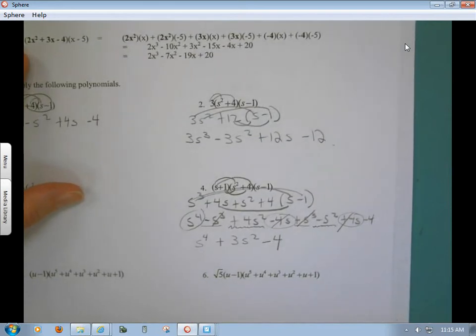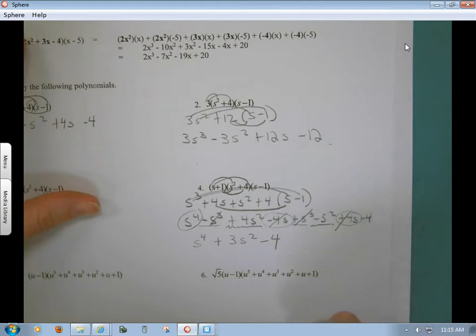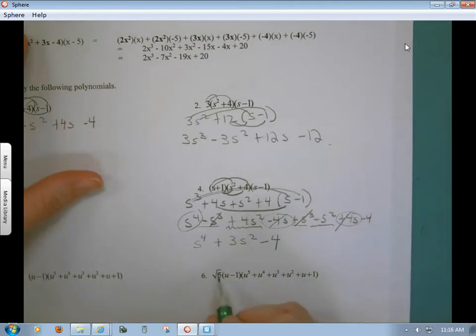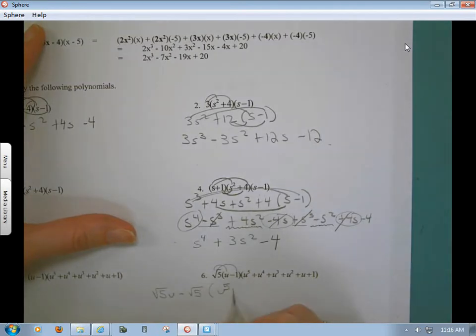And that's it. Now this one looks complicated, especially because they made it a square root. Just pretend it's a regular 5. Follow the same rules. So I start off just distributing the first one. So the square root of 5 times u, the square root of 5 times negative 1. Then I write out the rest. That's u to the 5th, plus u to the 4th, plus u to the 3rd, plus u squared, plus u plus 1.